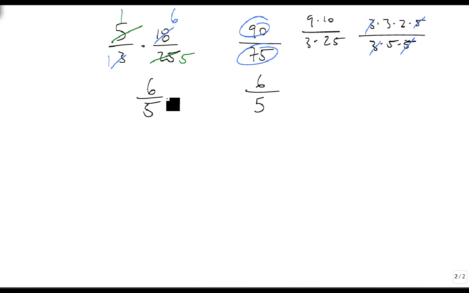So one of my rules is always divide out your numbers before you multiply, and you're allowed to go across the diagonal as well, since it's a multiplication problem. That's using the properties of fractions.